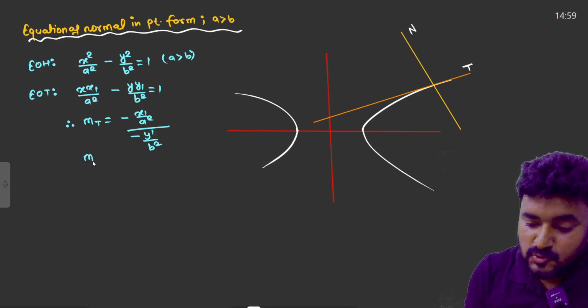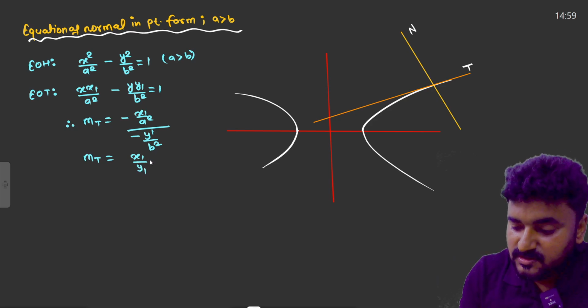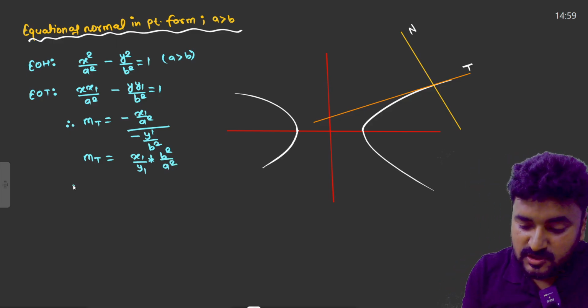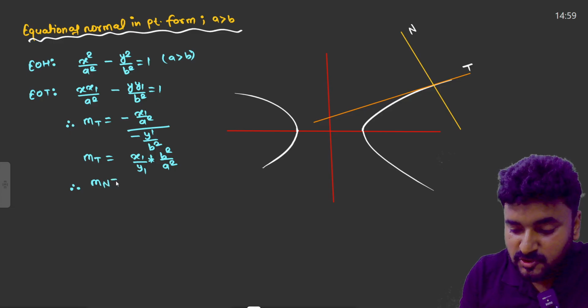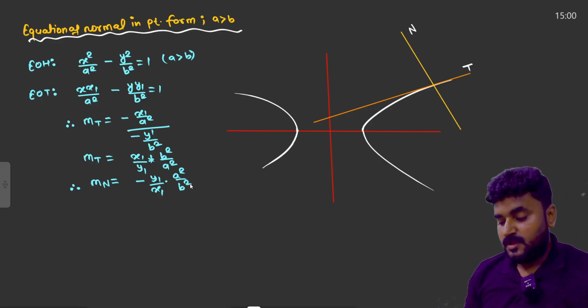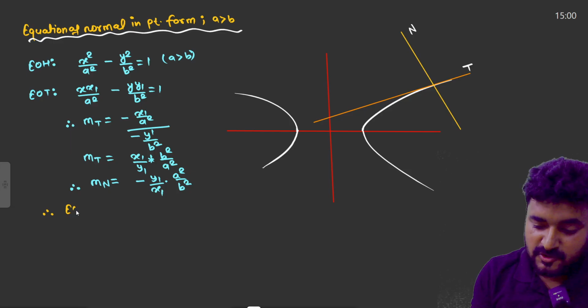So therefore the slope of the tangent is x1 by y1 into b square by a square. Once I got the slope of the tangent, we can find the slope of the normal. What is the slope of the normal? This is minus y1 by x1 into a square by b square. After the slope of the normal, we can find the equation of the normal.